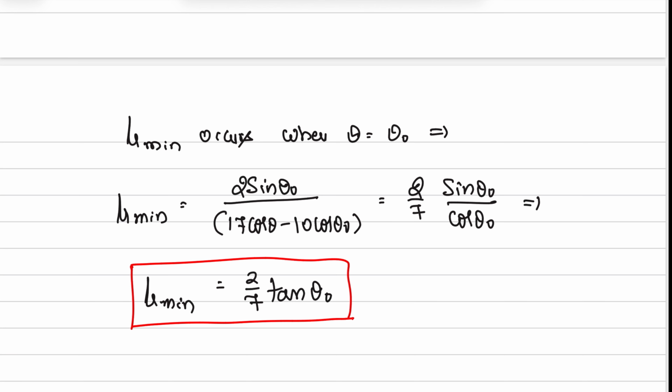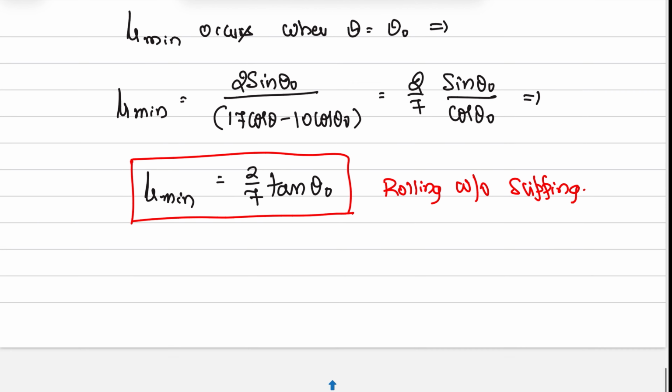The minimum friction coefficient required for rolling without slipping is, in this case, mu minimum equal to 2 by 7 into tan theta naught.